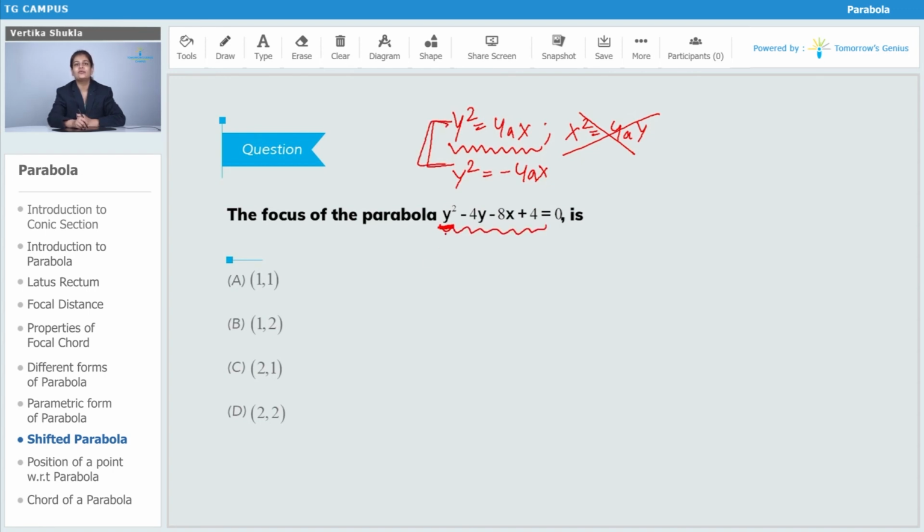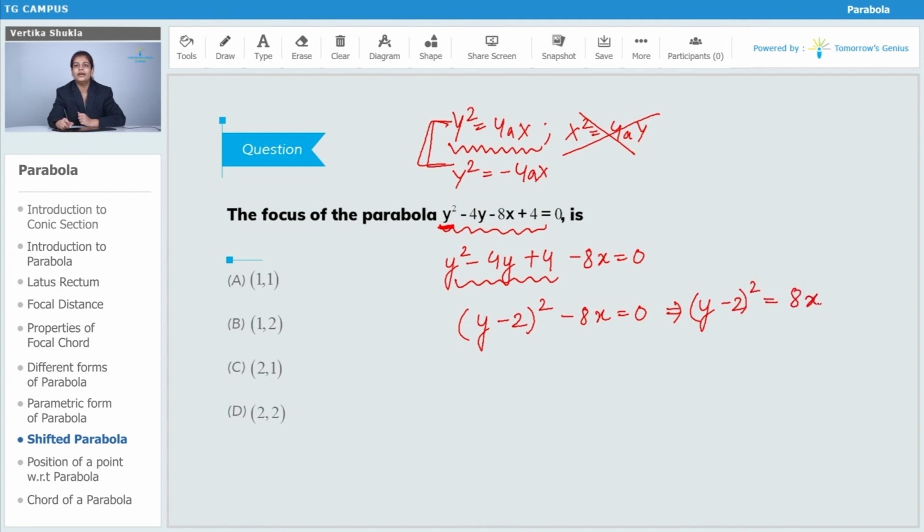So for that we will have to change this into the perfect square also. So what are you given? Y square minus 4y plus 4 minus 8x is equal to 0. I can rewrite like this. What is y square minus 4y plus 4? It is nothing but y minus 2 whole square. Y minus 2 whole square will expand to give you y square minus 4y plus 4 minus 8x is equal to 0. So from here what will you get? Y minus 2 whole square is equal to 8x.